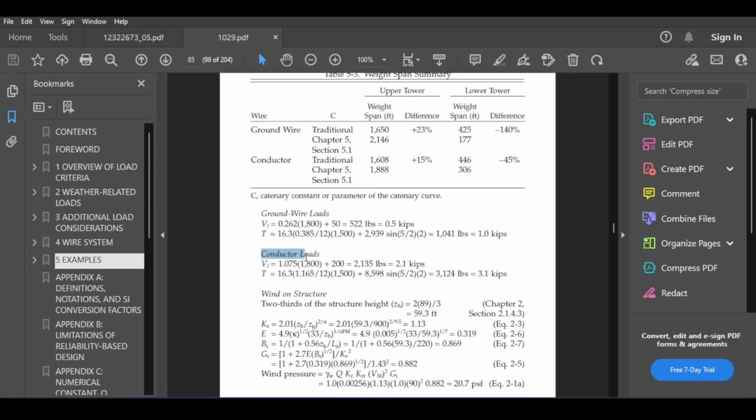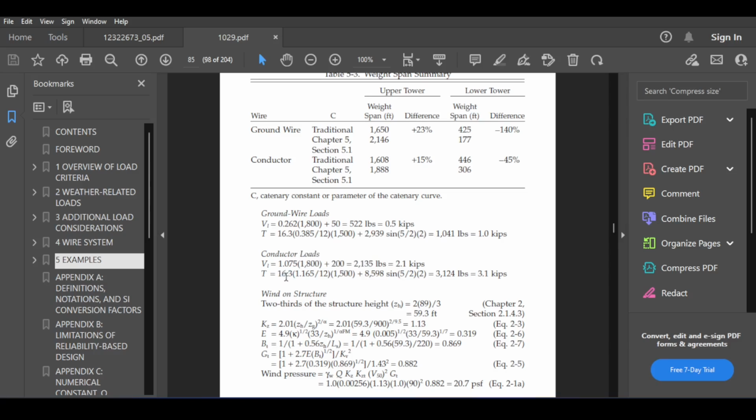I'm interested in the conductor load. You have something called the vertical load. The vertical load here is the unit weight of the conductor multiplied by the weight span plus 200. The 200 here is the insulator assembly, and you have the transversal load, which is 16.3.